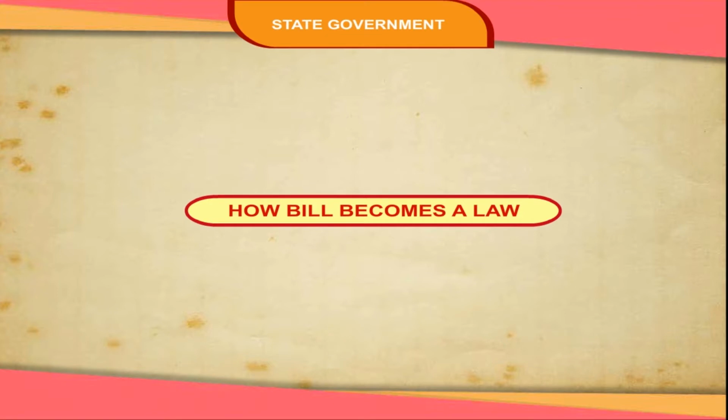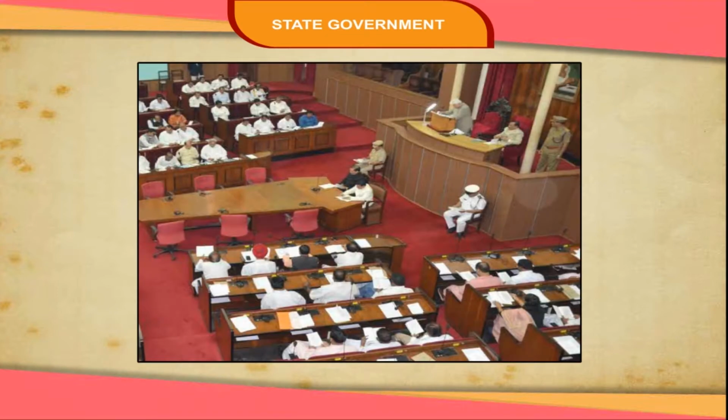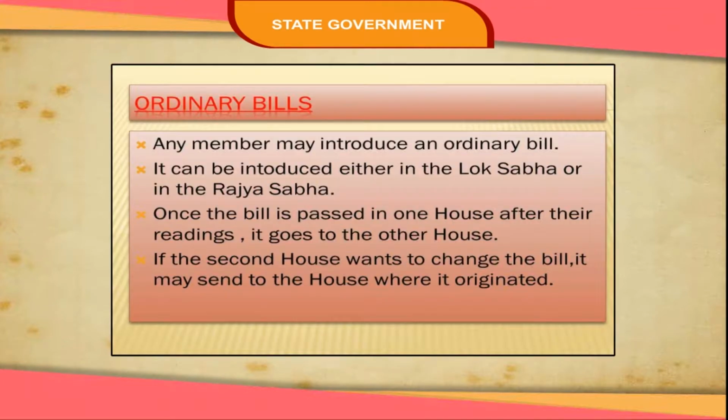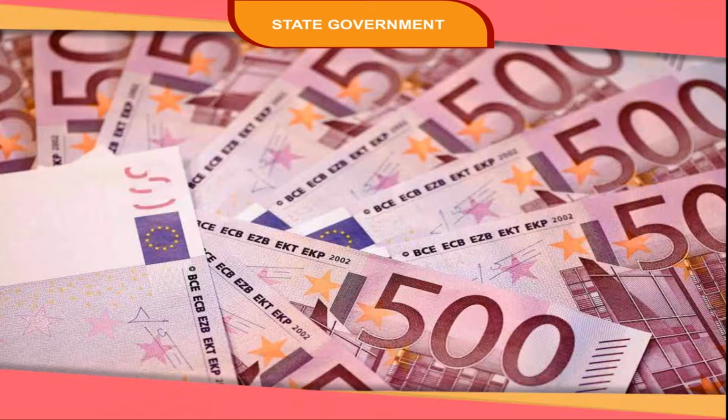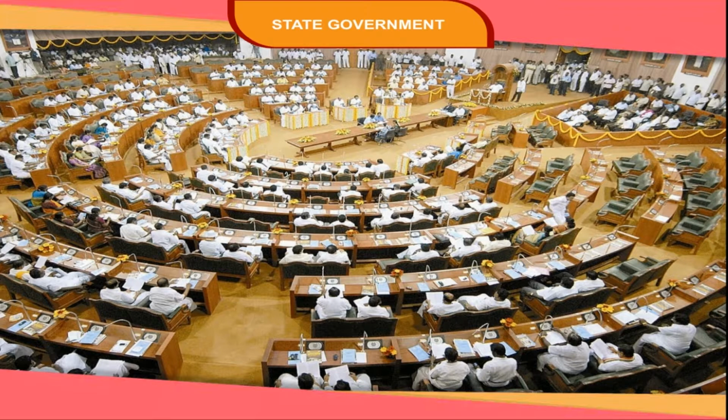How a bill becomes a law. A proposal to make a law is called a bill. A bill can be of 2 types, ordinary bill and money bill. An ordinary bill relates to daily administration, whereas a money bill relates to imposing of taxes or spending money from the treasury. An ordinary bill can be introduced in either of the 2 houses, whereas a money bill can only be introduced in the Legislative Assembly.